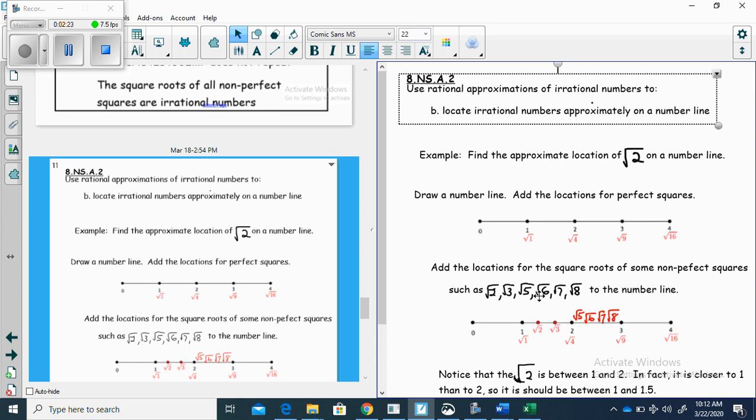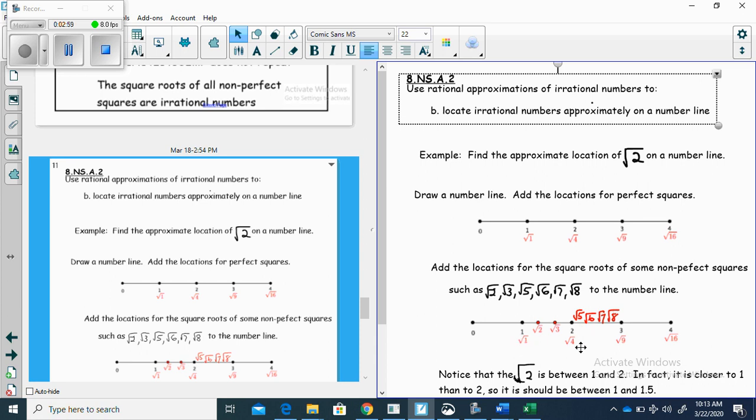Now, what if we want to add the locations for the square roots of some non-perfect squares, such as the square root of 2, the square root of 3, the square root of 5, the square root of 6, square root of 7, square root of 8, square root of 10, numbers like that? Where would they go? Well, let's look at our number line down here. If we're looking at our number line, we see that between 0 and 1, none of these would go there because the square root of 1 is equal to 1.